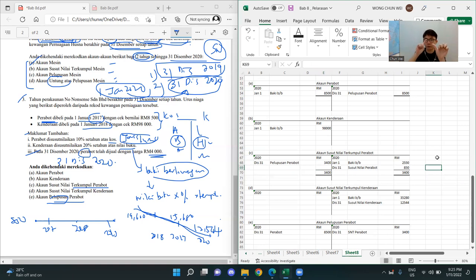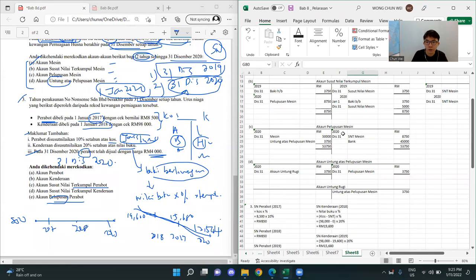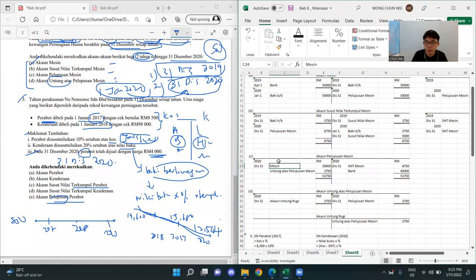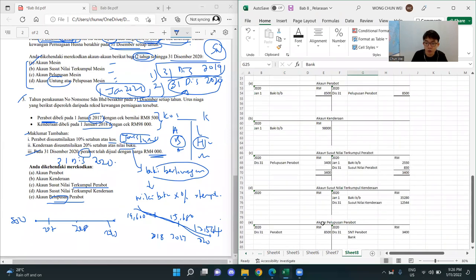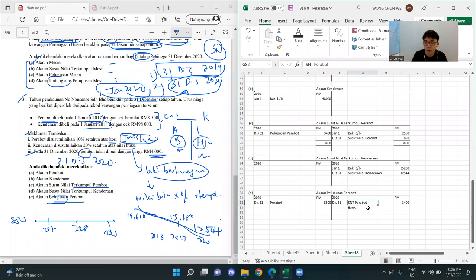Okay, then you sudah pindah perabot, sudah pindah SNT, lastly will be your bank, you menerima wang. So when you menerima, dijual dengan harga 4,000, okay? So when you menerima wang, you mesti debit your bank. So after you debit your bank, you have to credit your pelupusan. That's why you see always the bank is on the credit side in your pelupusan. You can see pelupusan machine, the asset bukan semasa must be here. SNT must be on the credit side. Bank must be on the credit side. So you see it's consistent. SNT credit, bank on the credit. So berapa harganya? 4,000.